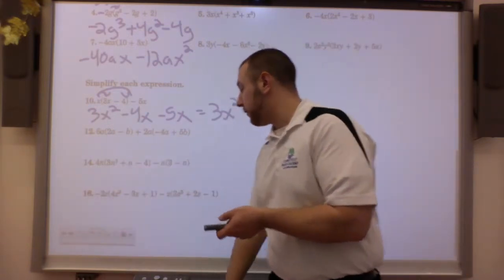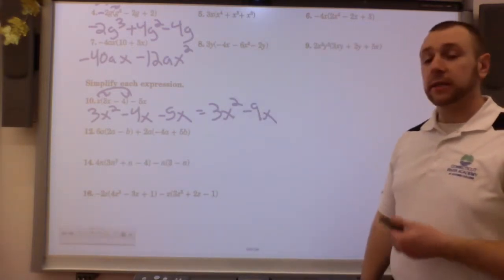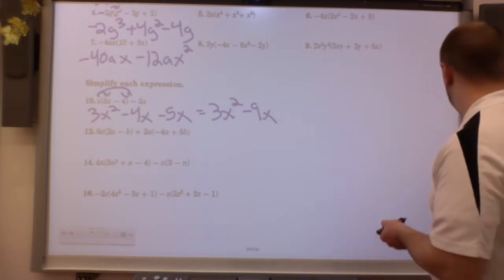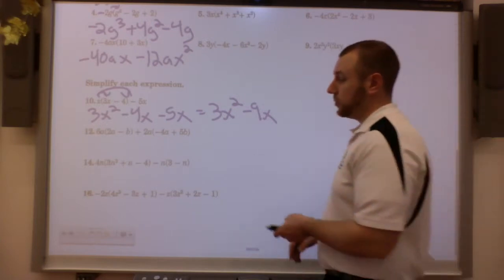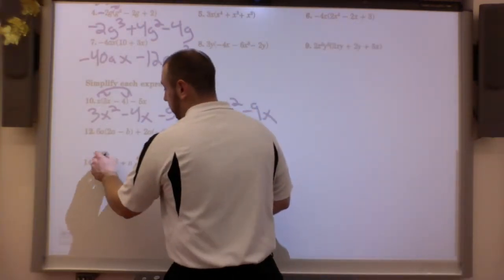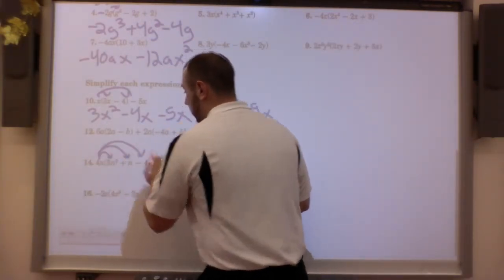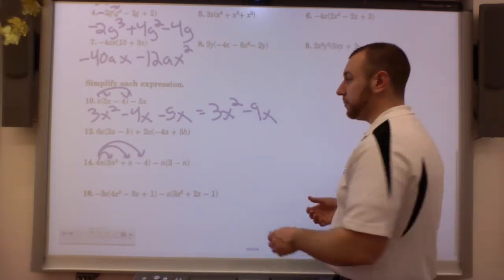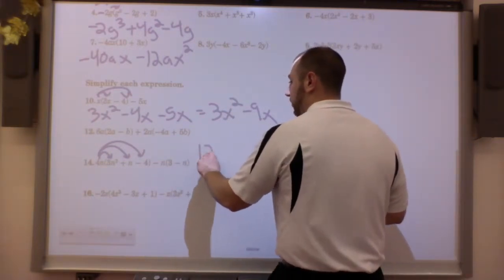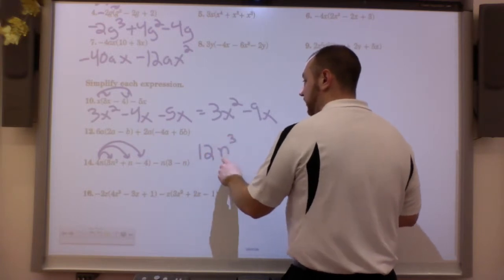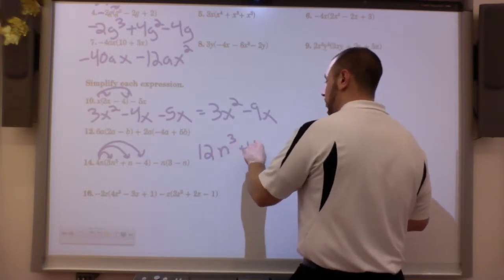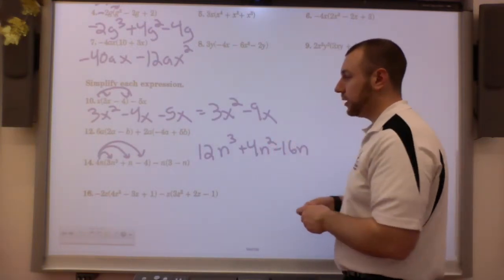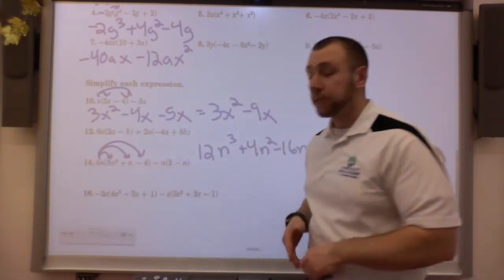And I want to point out 14, because this is another problem that we often see in Algebra 2. It's this first parenthesis, I distributed this 4n, which typically gives me no problem. So I have 12n to the third plus 4n squared minus 16n, because I'm just multiplying.